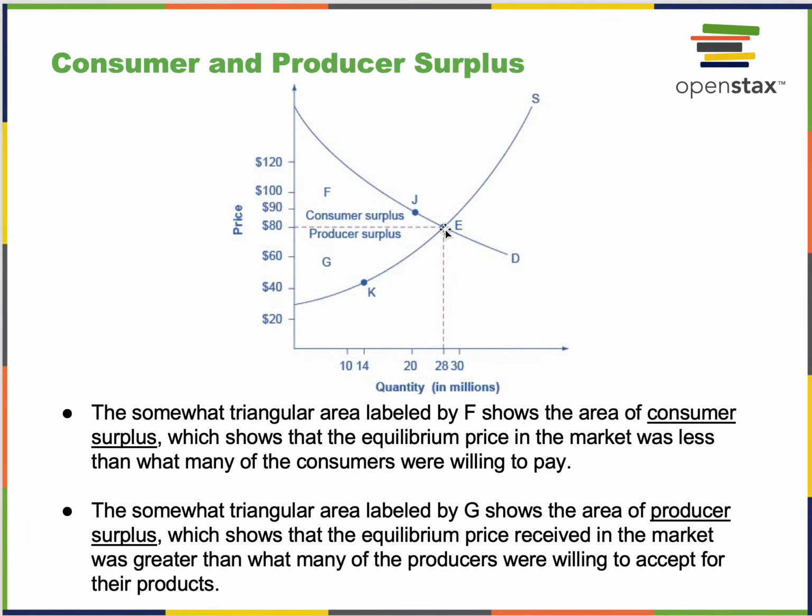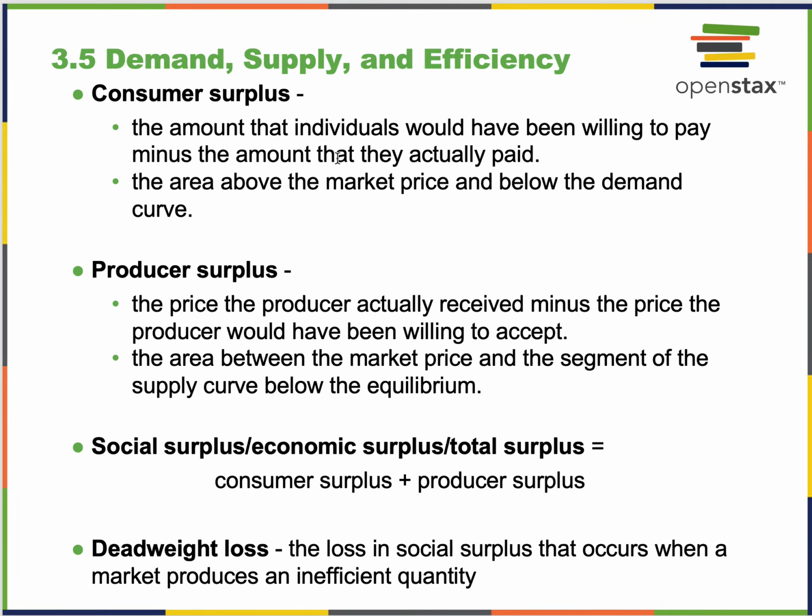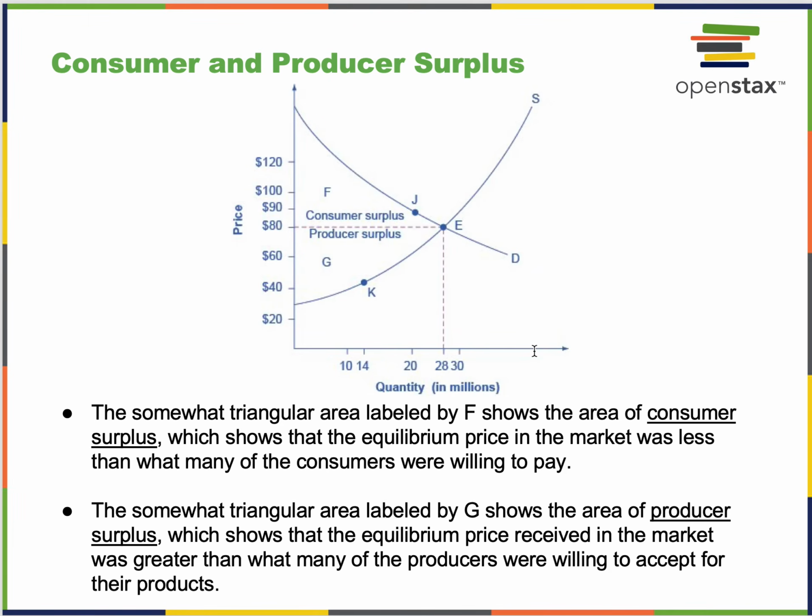So here's the equilibrium point. At any price above that, the area between the demand curve and the equilibrium price line is called consumer surplus. What was that again? The amount that individuals would have been willing to pay minus the amount they actually paid. The area above the market price and below the demand curve.